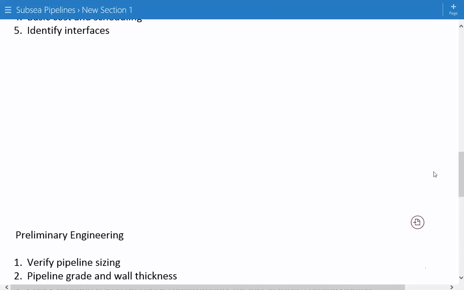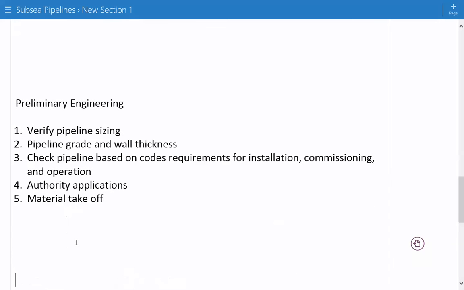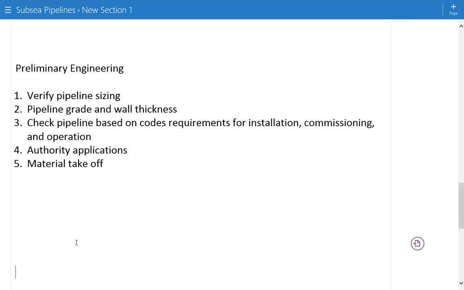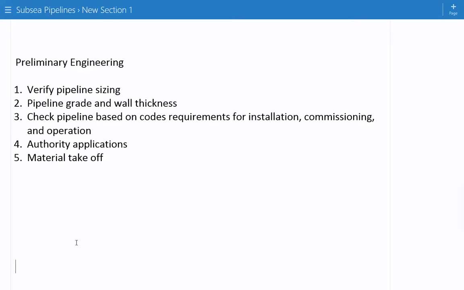Secondly, we move on to preliminary engineering. In preliminary engineering, you're trying to freeze the basic concept. That means you're verifying the sizing of the pipeline, and trying to determine the pipeline grade and wall thickness. You're checking the pipeline against design and code requirements for different scenarios, such as installation, commissioning, and operation. You're preparing the authority applications required by the government or regulatory agencies. And finally, you're trying to get a basic material takeoff, so you can order the line pipe, especially if it's a long lead item.